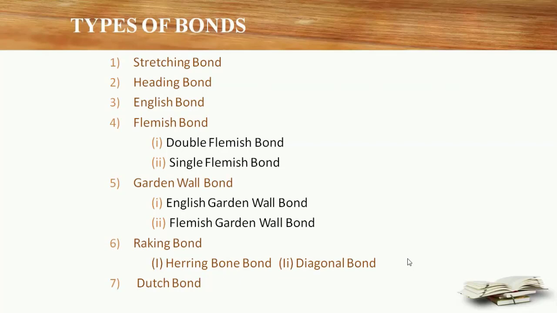So these are the types of bond: stretching bond, heading bond, English bond, Flemish bond, then double Flemish bond, then single Flemish bond, then Flemish garden wall bond, then racking bond, then herringbone bond, diagonal bond and Dutch bond. So we will discuss them one by one.